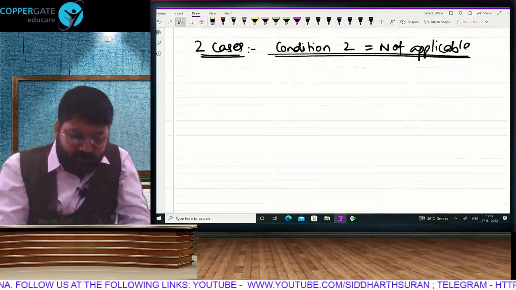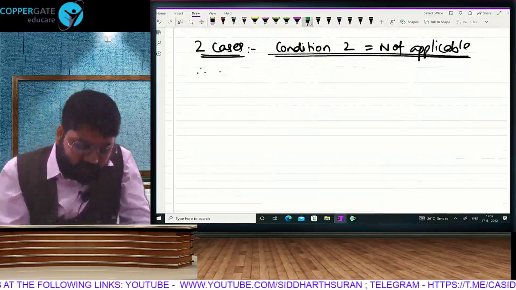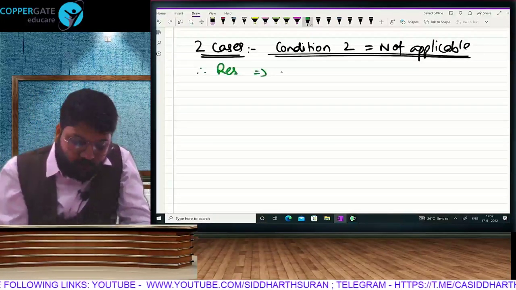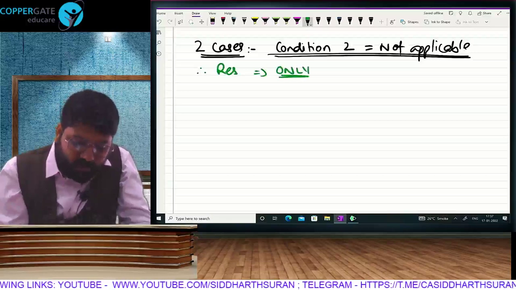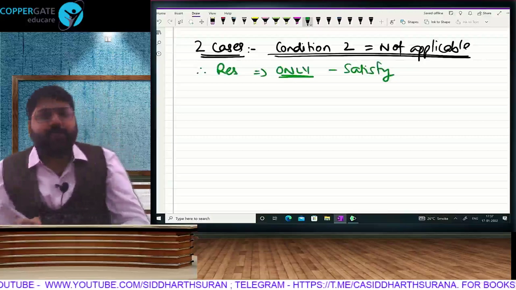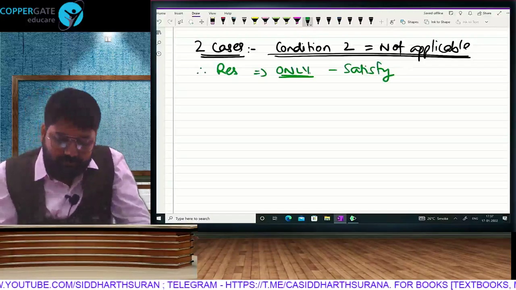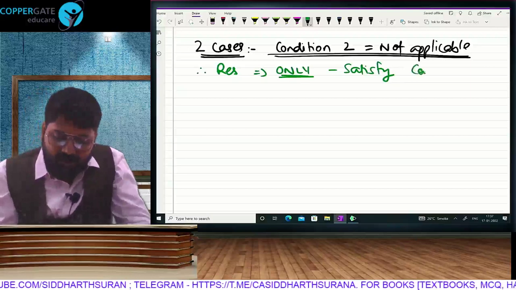Do you understand that with respect to these two assessees? See if you understand. That these two assessees can therefore become resident only if they satisfy, come on, tell me what. If condition 2 is not applicable, that means you can become resident only by satisfying? Very good.